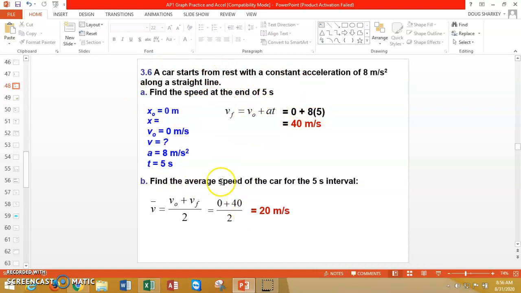This is average speed. To find any sort of average, how do you do that? You just add everything up and divide by how many there are. So we had an initial speed of 0 and a final speed of 40. We had 2 different speeds, and then you add them up and divide by how many there are. 40 over 2 is 20. So that is a nice little problem.